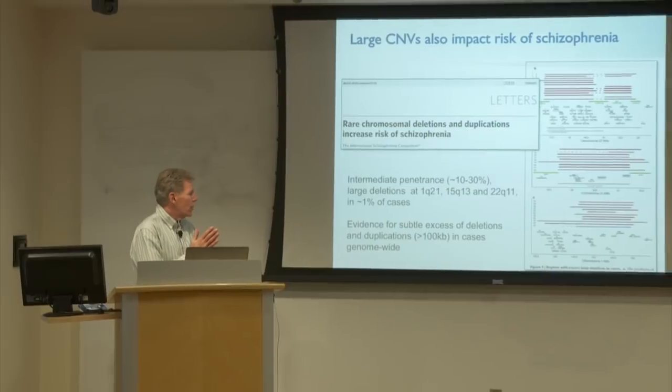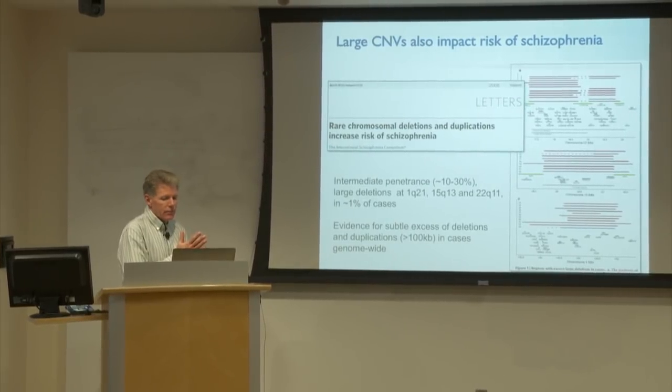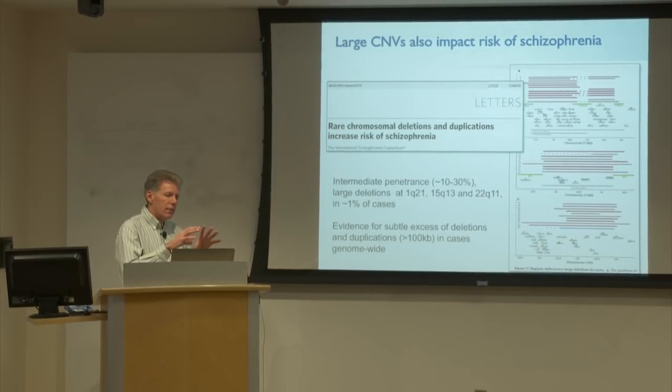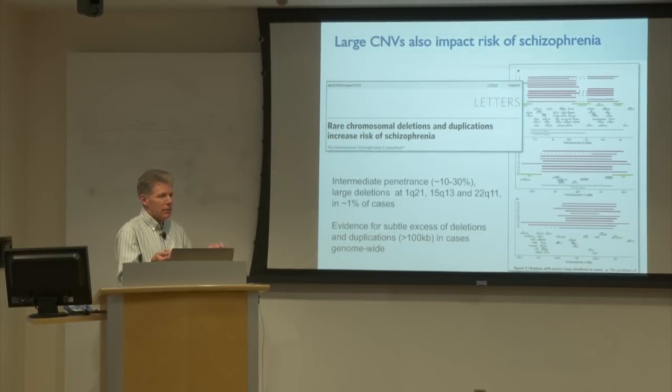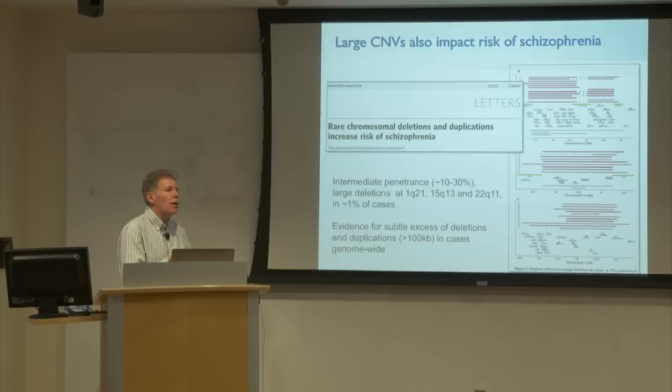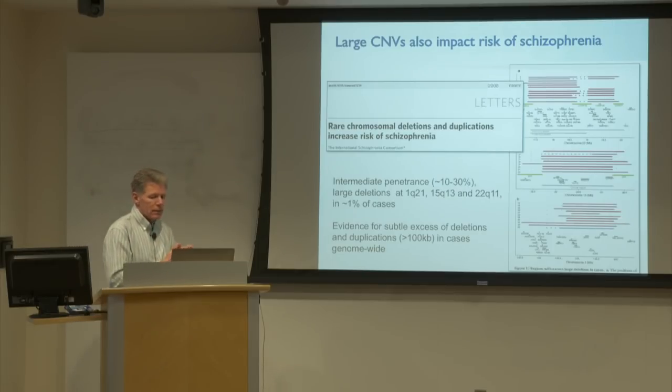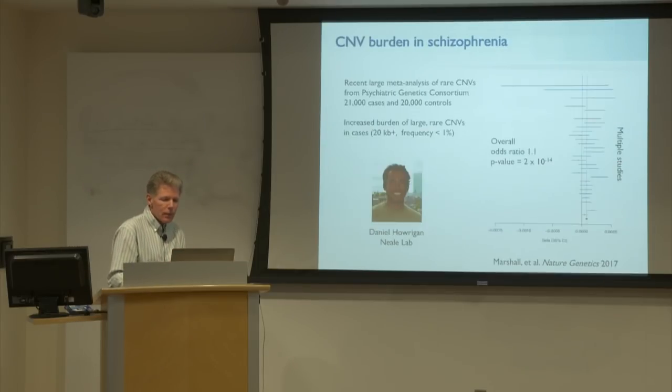And some evidence for an excess of overall deletions and duplications also conferring risk. Now, in both autism and schizophrenia, the total amount of disease risk explained by these recurrent CNVs is quite small, right? It's not the bulk of the risk, it's a small part of the risk. If you do have an excess of these large CNVs, though, it is a significant risk factor.